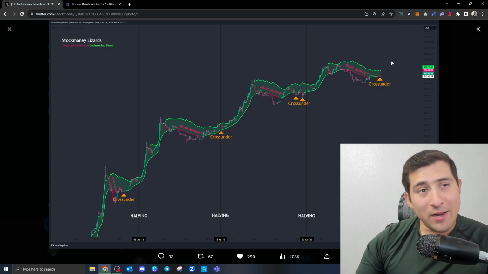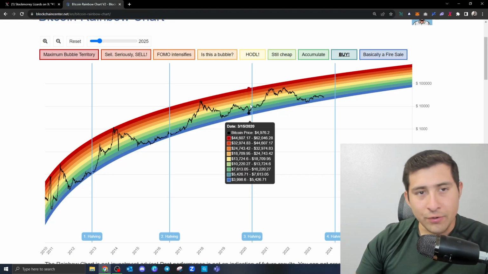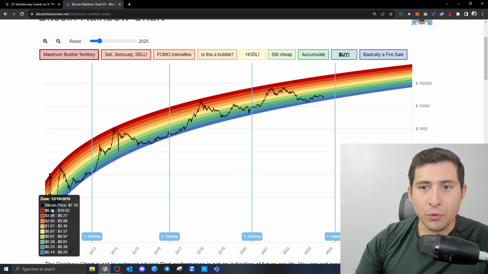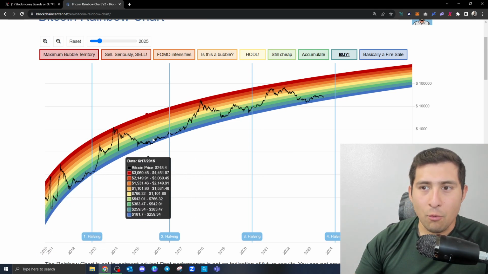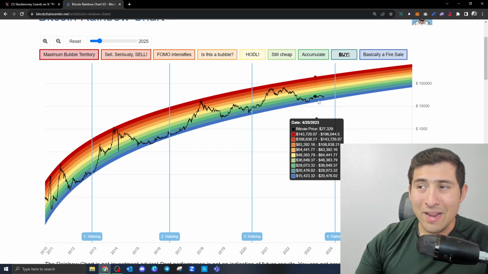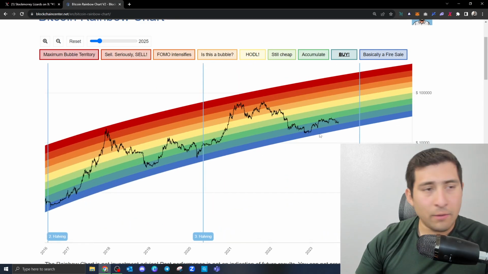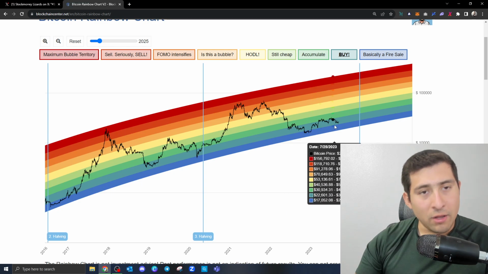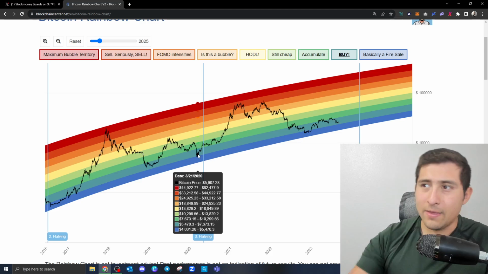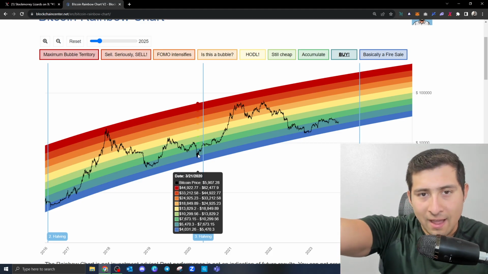So just to give you an idea, and I have another indicator, obviously, as you probably are aware, my Bitcoin rainbow chart, where we can also have an idea that we go back to the blue. Right now, it seems that we had a little bit of time in the blue, right? Maybe not much, but we had some time, and we've been consolidating for a while in the buy and basically a fire sale.